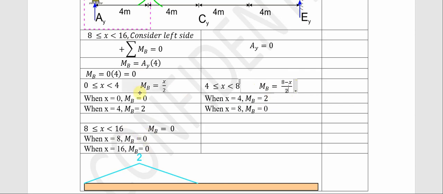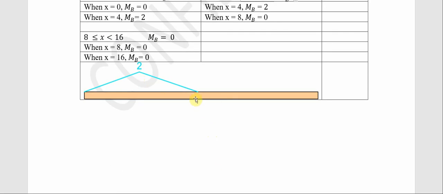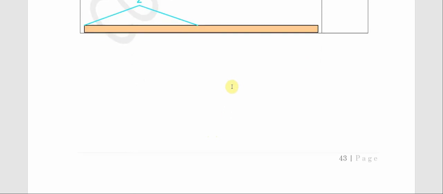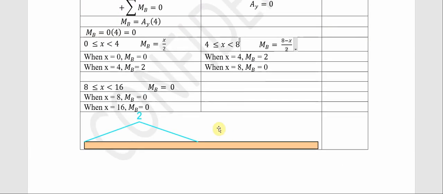So what we're now going to do is draw the values of our MB. From 0 to 4 is 0 to 2. From 4 to 8 is from 2 to 0. Then from 8 to 16 it is 0. That we have it this way. So this is our moment influence line for the moment at B. So I think that is all on that. Thank you.